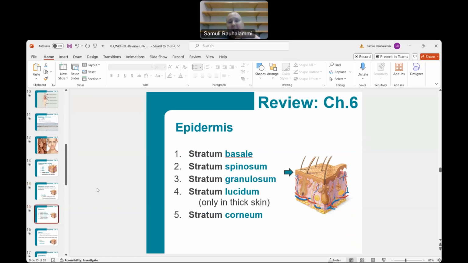We can divide the epidermis into really 4 or 5 different layers depending on where we're looking, and these layers are known as strata. So we have stratum basale, stratum spinosum, stratum granulosum, stratum lucidum, which we only find in thick skin, and finally, stratum corneum. So a few different layers for us to consider. And again, your lecture videos will provide more detailed information about those.